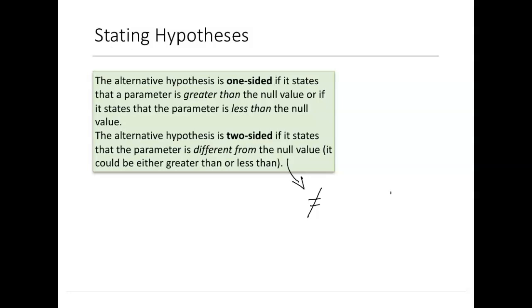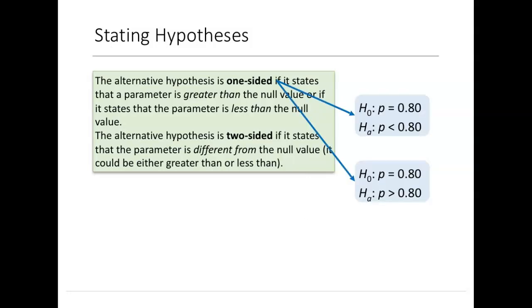We call it two-sided because it could be less than, it could be greater than. We just want to know if it's different than the null hypothesis. We're not necessarily hypothesizing that it's one side or the other. It's just different. So those two are one-sided alternative in blue. The purple one is a two-sided alternative hypothesis.